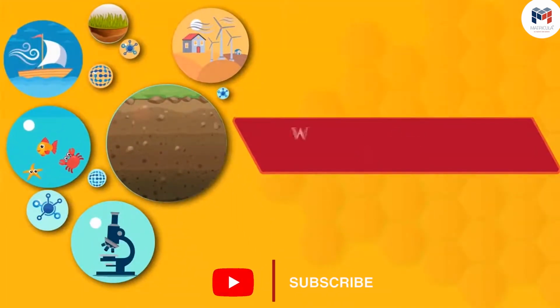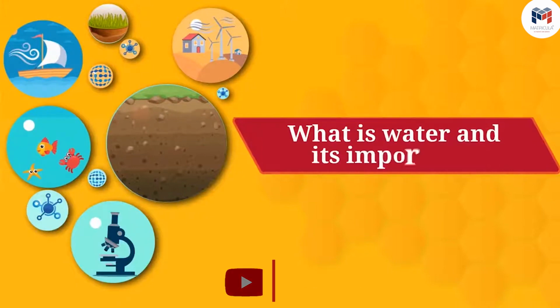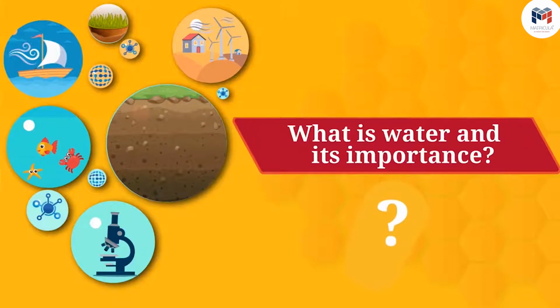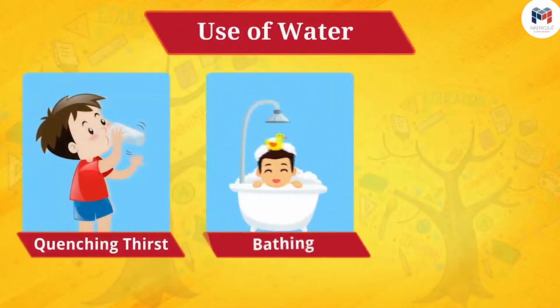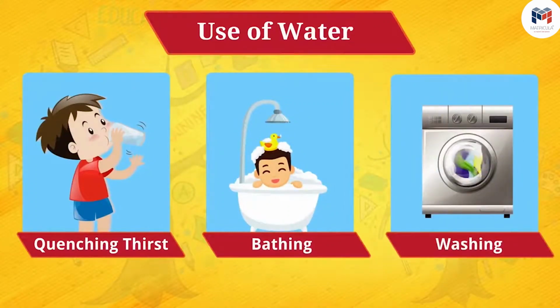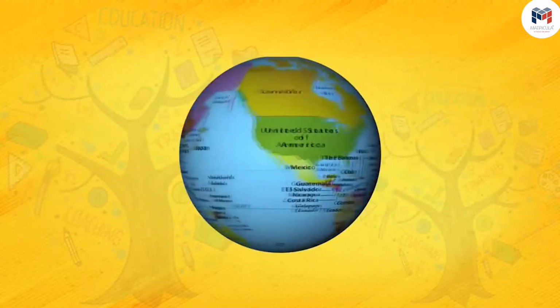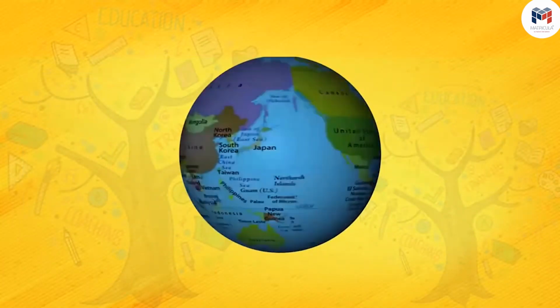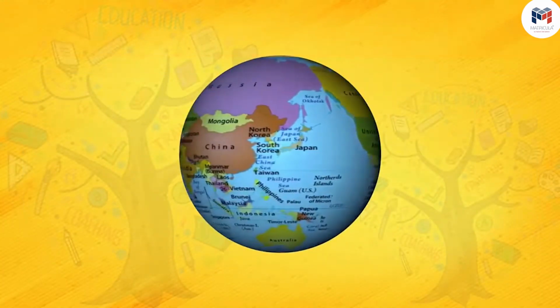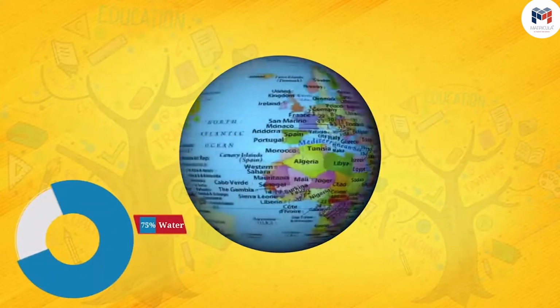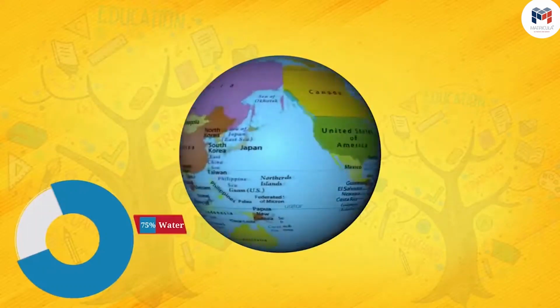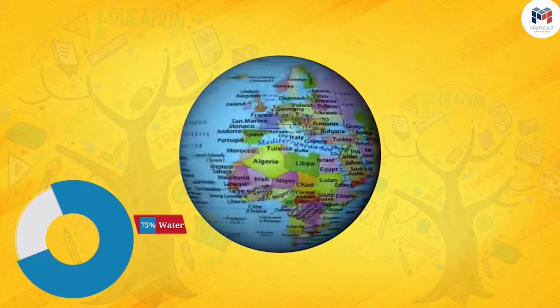Let's understand what is water and its importance. First and foremost, where do we use water? We use it in quenching thirst, bathing, washing and many other things. Do you know how much water exists on earth? The blue colored part you can see is water and it is about 75%. Therefore, 75% of the total surface of earth is covered by water.